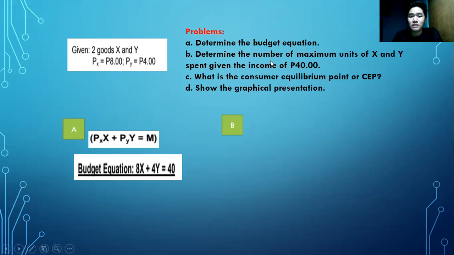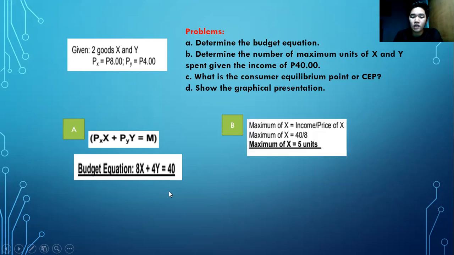So next is determine the number of maximum unit of X and Y spent given that the income is 40. So ganun pa rin, gamitin mo lang yung pinaka-budget equation mo. Maximum ibig sabihin kung kukunin mo si x, i-zero mo si y. Okay? So, ibig sabihin, 8x is equal to 40. So, para makuha mo yung x, i-divide mo siya sa 8. So, 40 divide 8 or yung pinaka-shortcut nga natin is the income over sa price ni x. Ano ba yung income? 40. At ano ba yung price ni X? That is 8. So 40 divide 8 is equal 5 units.